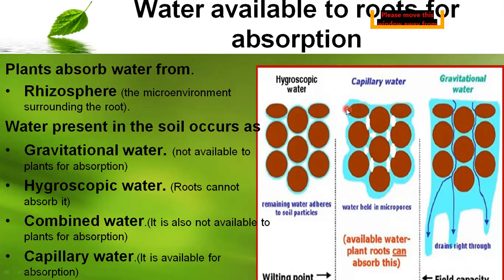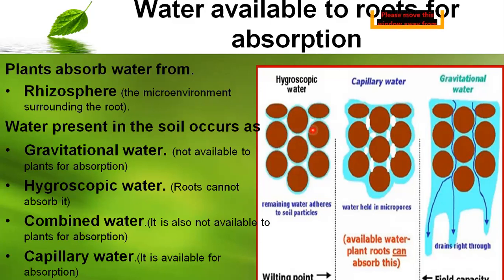Okay, now hygroscopic water means the water that adheres to soil particles due to the force of attraction. So this water is also not available for plant absorption. This hygroscopic water is absorbed from the atmosphere and held very tightly by soil particles, so it is not available for plant absorption.